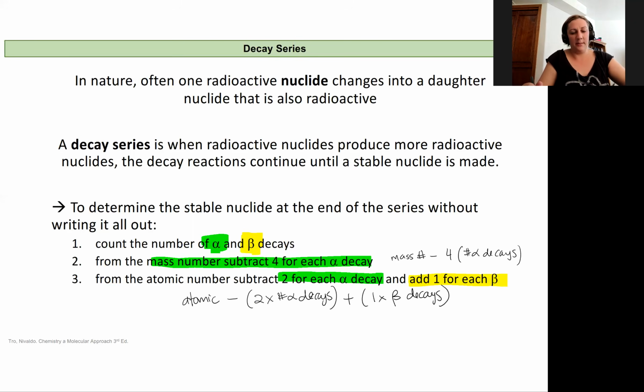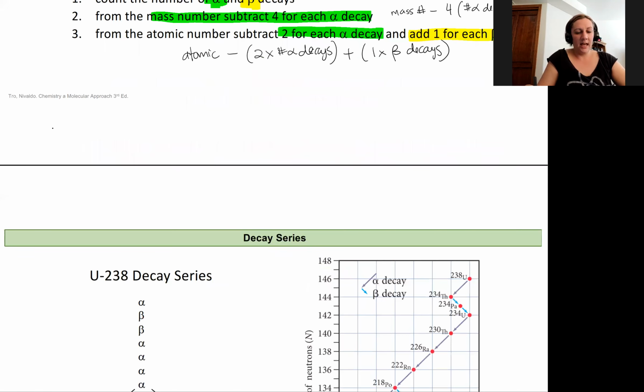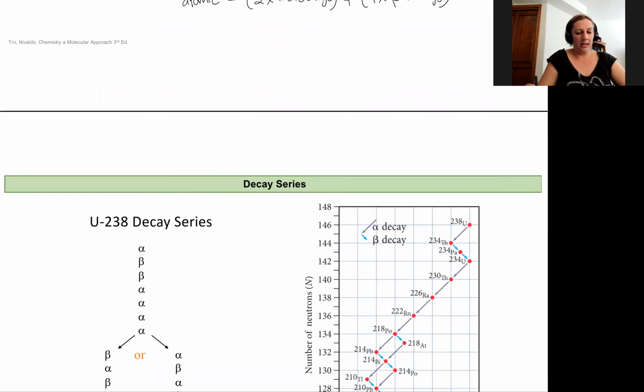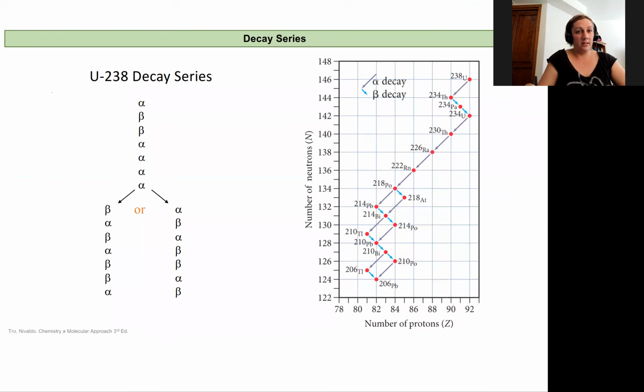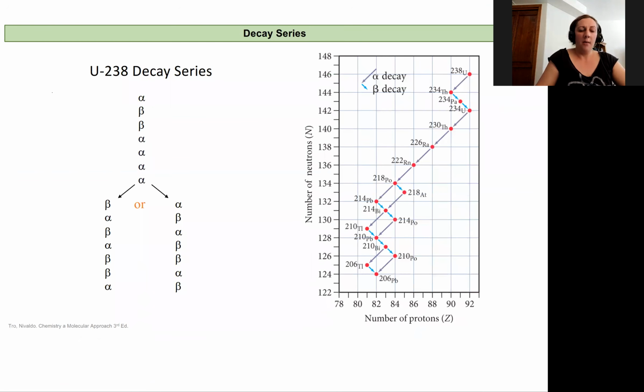Let's look at an example. Let's look at uranium-238. It decays through a series of reactions. And actually, there's 2 paths it decays through. After the first 7 decays, it can either go immediately to a beta or to an alpha. And so it creates 2 different possible routes, but it ends up at the same place.